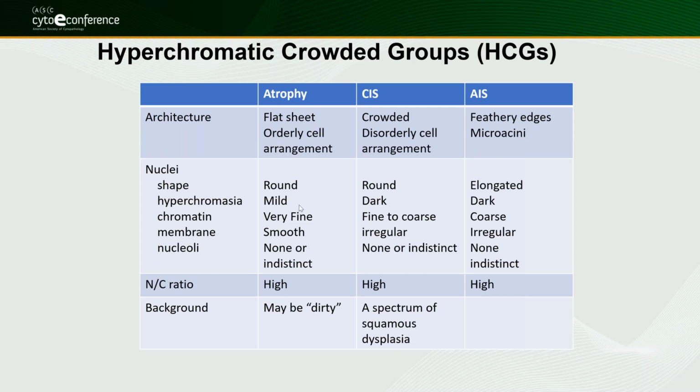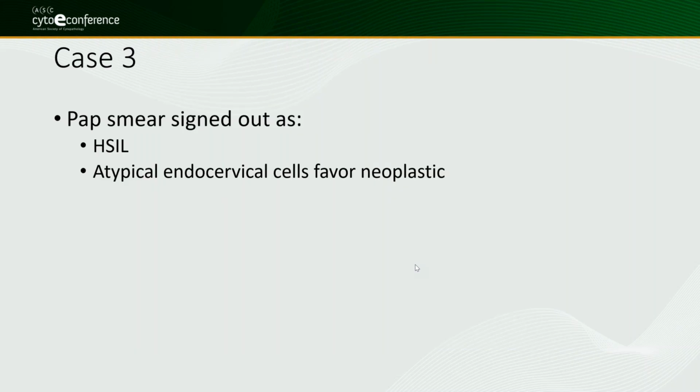Again, architecture and the cytologic features are important. These typically have a very smooth nuclear membrane and indistinct nucleoli, and nucleoli is not just a feature that can be used here, but chromatin, nuclear membrane and architecture. So this one seems to have features of both glandular and CIS and AIS. So we called it HSIL, and also said atypical endocervical cells favor neoplastic.